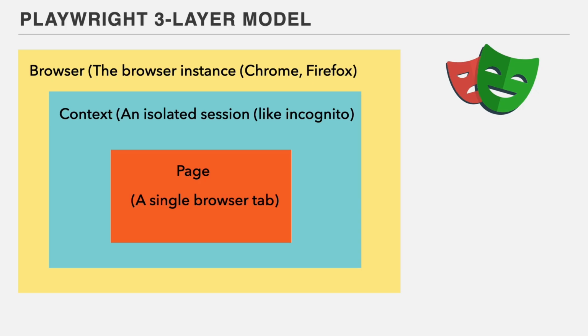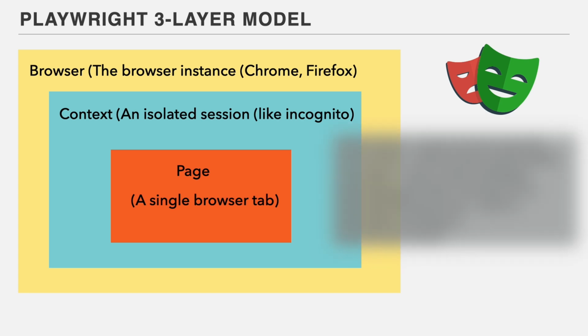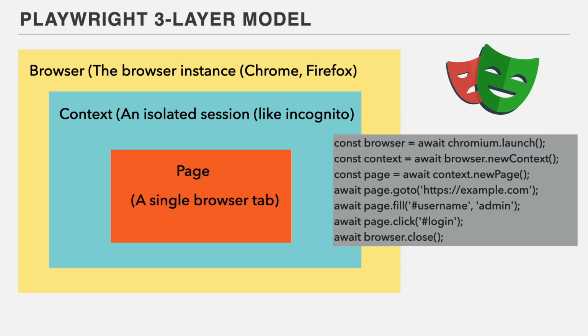A context is like an isolated session within a browser instance. So we have browser, inside it we have browser context. It behaves like a separate browser profile with its own cookies, storage, and session data. Multiple contexts can run independently within the same browser instance. So we can think of it like an incognito window having separate cookies, separate local storage, and everything.